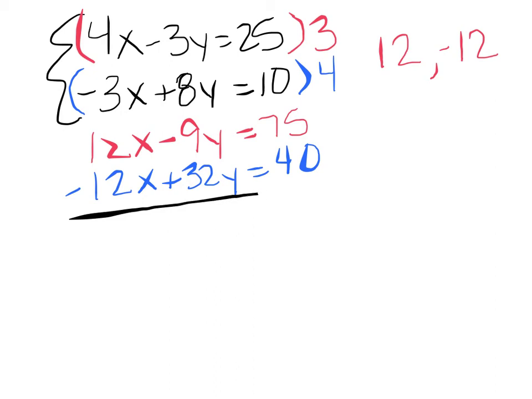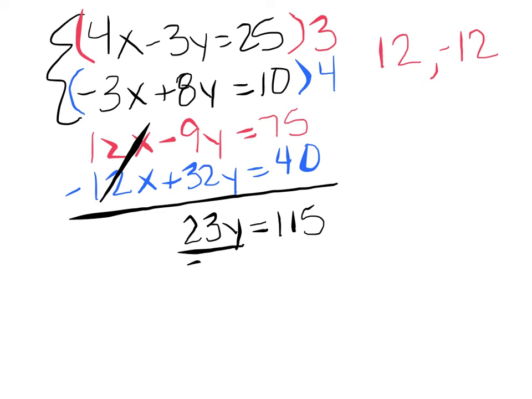Alright, so now we can start combining. We have 12x minus 12x, which are opposites, so they're 0. And we have 32y and 9y. Subtract that, and I think you get 23. We have 75 and 40, which is 115. Now we need to divide both sides by 23 so we can get our y alone. So, divide both sides, 115 divided by 23.